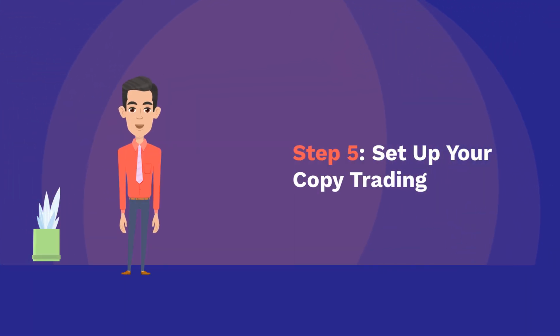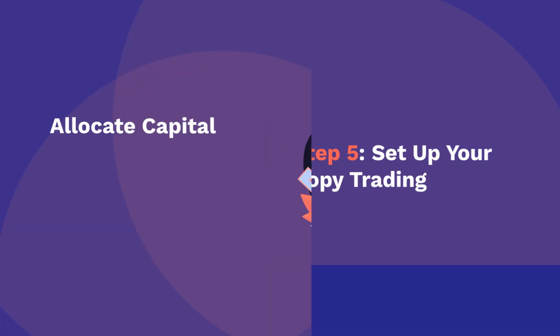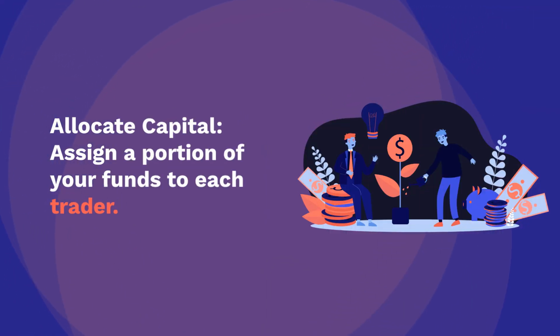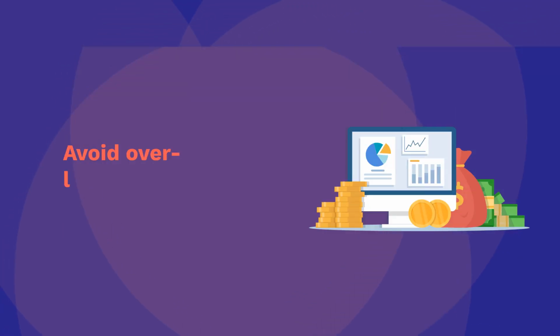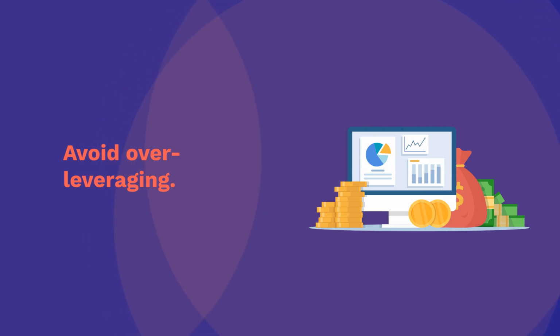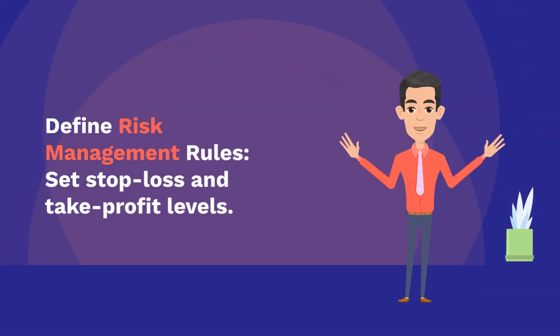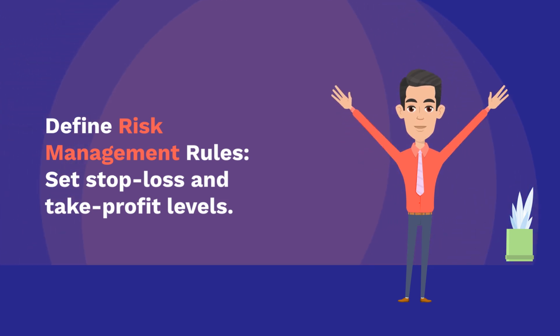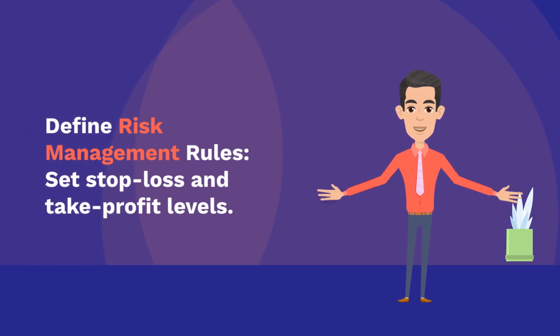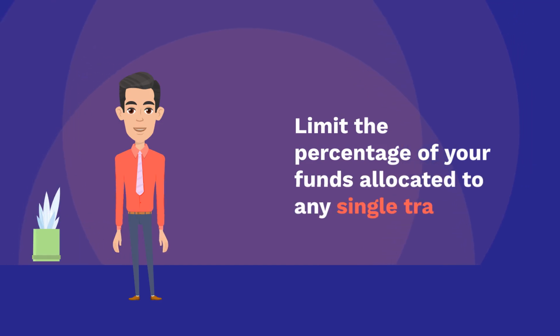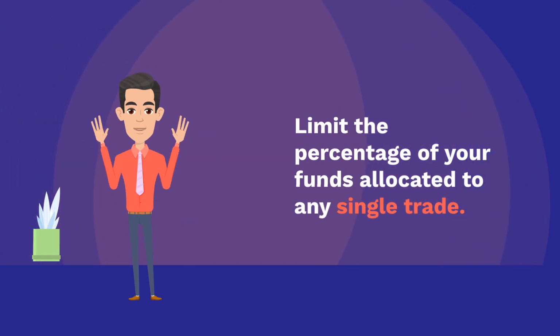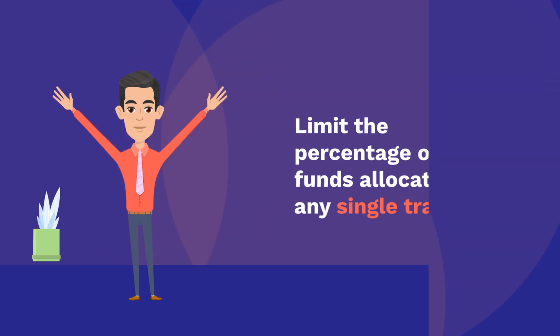Step 5. Set up your copy trading. Allocate capital. Assign a portion of your funds to each trader. Avoid over-leveraging. Define risk management rules. Set stop-loss and take profit levels. Limit the percentage of your funds allocated to any single trade.